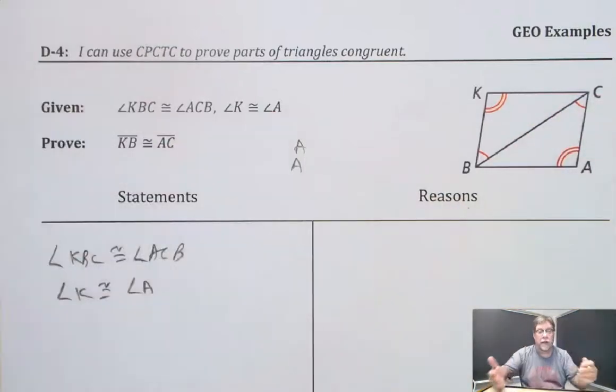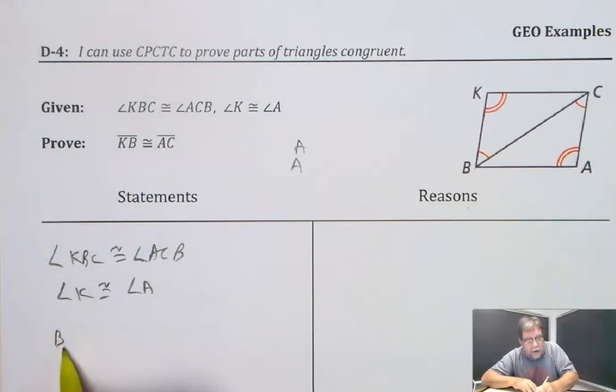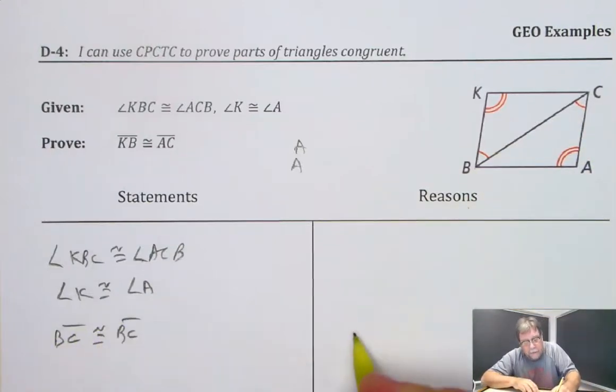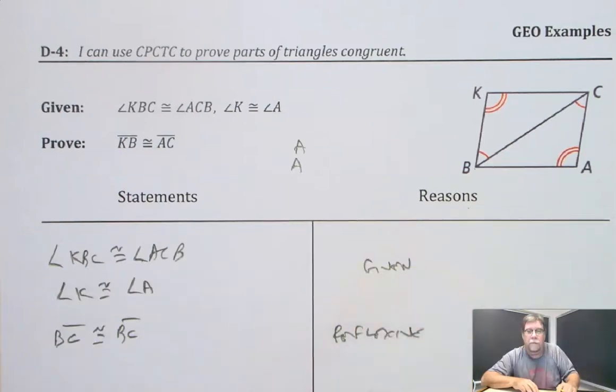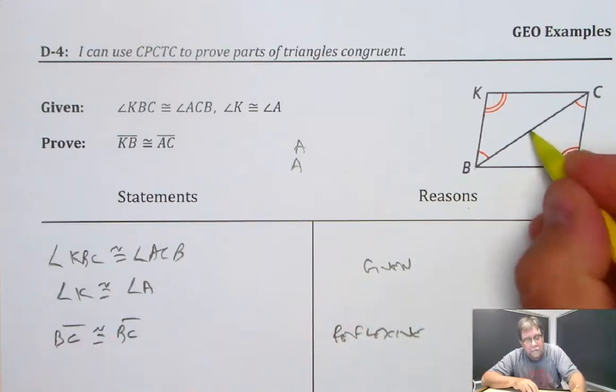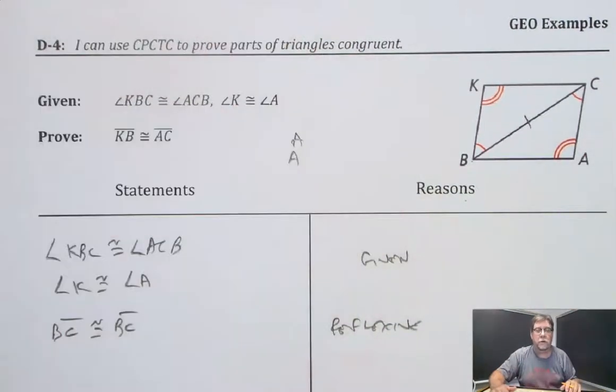So you look, again, we've got a shared side right here. BC is shared, so BC is congruent to itself because of the reflexive property, and I forgot to write given up there. So we have the given information, and now because of the reflexive property, BC is congruent to itself. I'm going to put a congruent mark right there. Now, can we say those triangles are congruent?